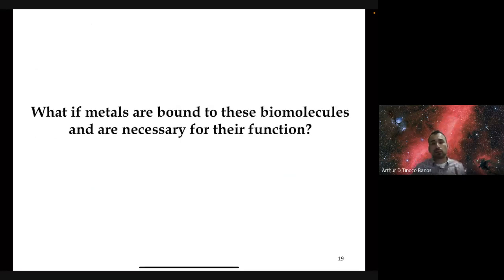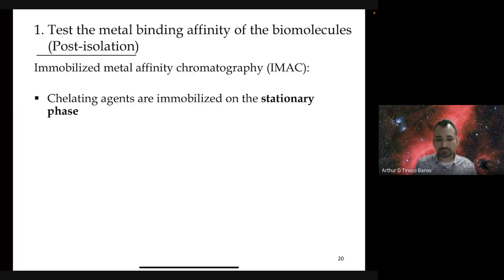All right. So what I presented to you was not necessarily metal specific. But what if metals are bound to these biomolecules and are necessary for their function, right? So that goes into the question of the isolation, and if you really do need the metal for activity, and you are trying to isolate a metal bound to a certain protein or a certain species, well, then how do you go about doing these type of experiments and also analyzing these type of samples?